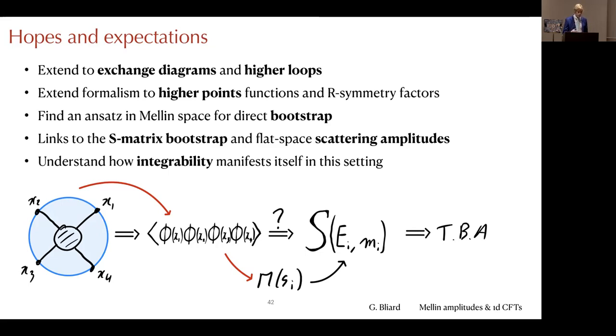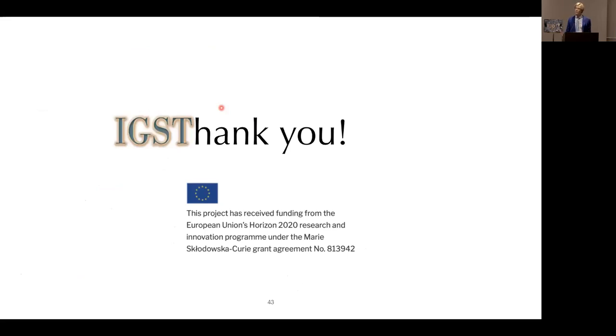Obviously, we want to extend this formalism to exchange diagrams, to higher loops, but also to higher point functions, and also to be able to include R symmetry factors, to be able to look at theories like N=4 super Yang-Mills, to look at bootstrap directly in Mellin space. The reason to do this is that, as we saw, these D functions are not necessarily good building blocks if the overall result has a simpler structure than these D functions. And perhaps there's an ansatz that might be nicer in Mellin space in order to bootstrap ABJM or another theory to a higher loop in this Mellin formalism. That's all. I feel like I'm very early, but thank you for listening.